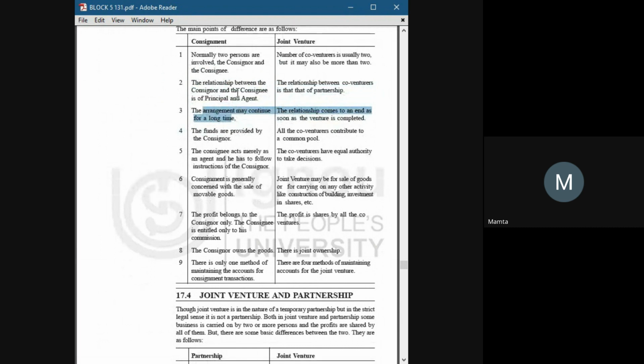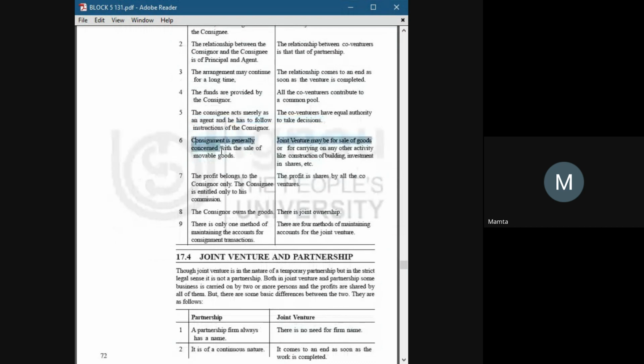The consigner and consignee relation could go for a long time, but once a venture is completed, the relation also comes to an end. In consignment, the funds are provided by the consigner only, but in a joint venture, funds are provided by the co-venturers. The consignee acts merely as an agent and has to follow the instructions of the consigner. But in a joint venture, the co-venturers have equal authority to take decisions. If you are the partner, you can make a decision.